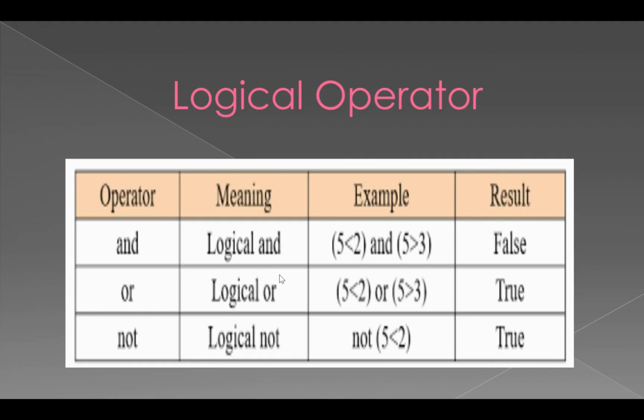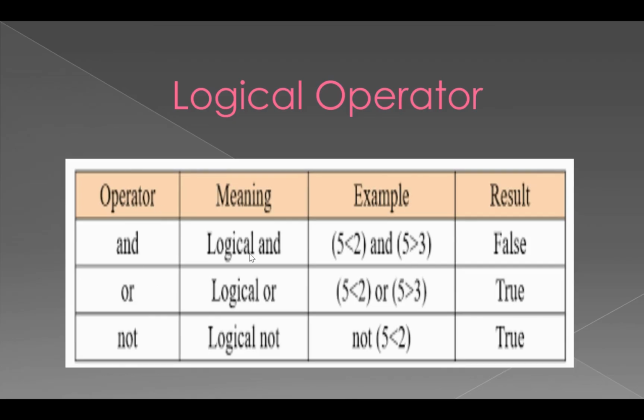Okay. So this and logical operator is used whenever you have two conditions and you have to get the output true when both the conditions are true. If any one of the conditions is false, you will get the output as false.